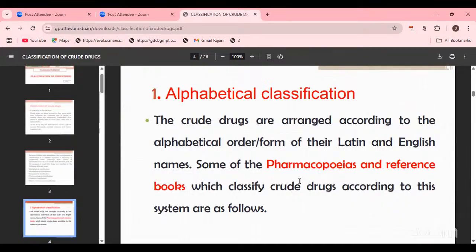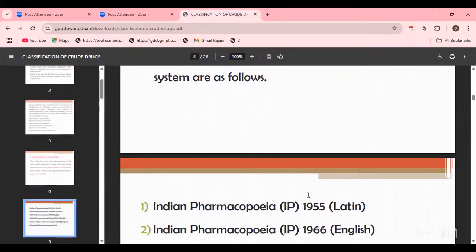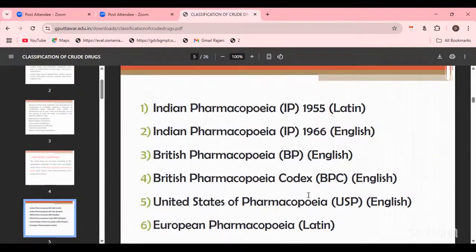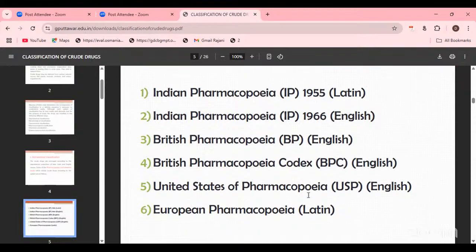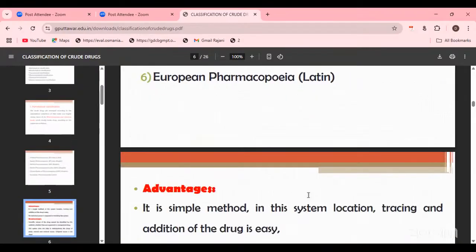The crude drugs are arranged according to the alphabetical order of their Latin and English names. Some of the pharmacopoeias and reference books classify crude drugs according to this system, as follows. The first one is the Indian Pharmacopoeia, IP, in 1955, in Latin. The second one, Indian Pharmacopoeia IP in English, 1965. Third one is the British Pharmacopoeia, BP, in English. Fourth one, BPC, British Pharmacopoeia Codex. Next one, USP, United States Pharmacopoeia, in English. European Pharmacopoeia is in Latin.